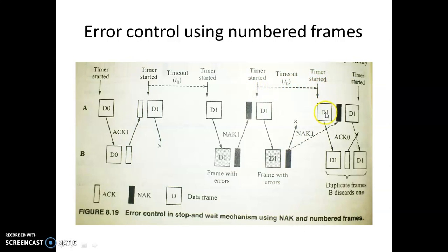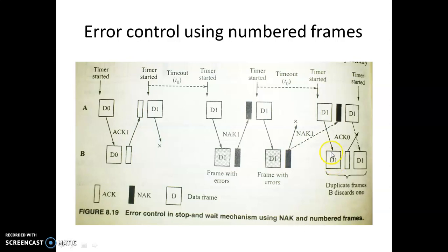Now this is what happened. D1 is sent, and D1 is received properly. But after some time, this NAK, which was sent for the previous frame, is received over here. When the sender reads this, it will assume that D1 might not have been received properly, so it will send D1 again.